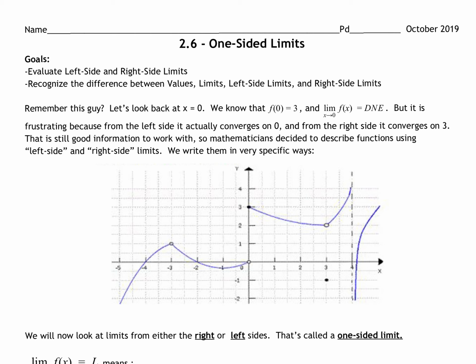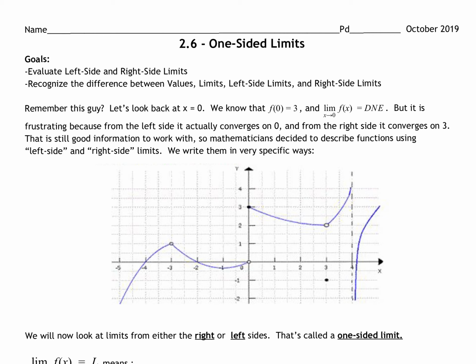For example, if we look at when x is equal to 0, we know that f of 0 equals 3 because there's a closed circle when x equals 0. But we also know that the limit as x approaches 0 does not exist, because if I were to cover up what actually happens at x equals 0 and try to make a guess about what's going to be my outcome, I can't, because I have two different possible values that could happen. But it's kind of frustrating for us because we know on the left side, it actually looks like we would have an output of 0. And on the right side, it looks like we would have an output of 3.